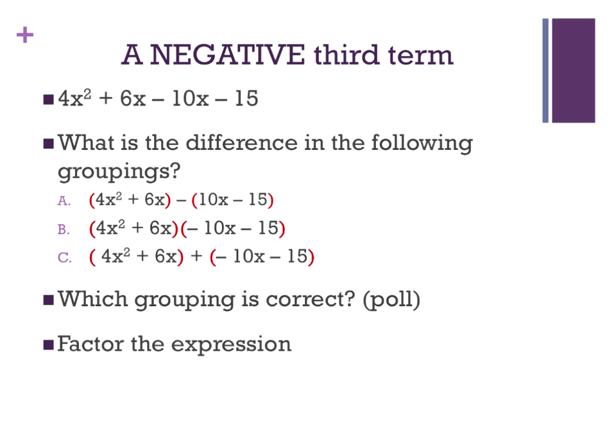All right. Now we get into something a little trickier. We have some negatives that we need to deal with. So I want you to think through what is the difference in these following groupings. I've given you 4x squared plus 6x minus 10x minus 15. I want you to think through A, B, and C here. I grouped them three different ways. Which way is correct? Then we'll talk about what the differences in these groupings are. How do I know which way is correct?